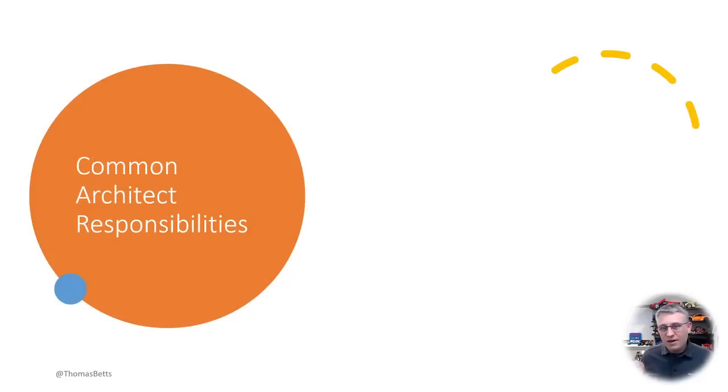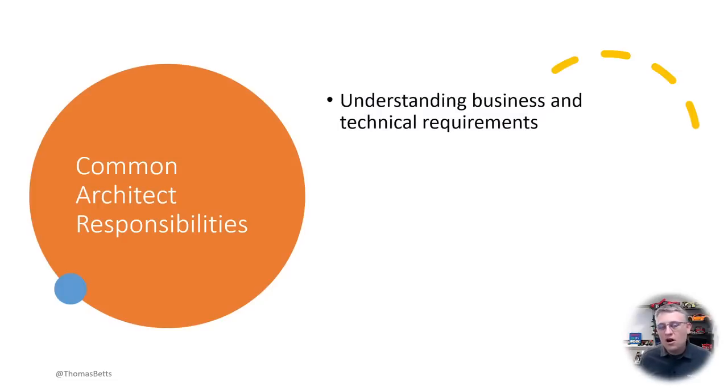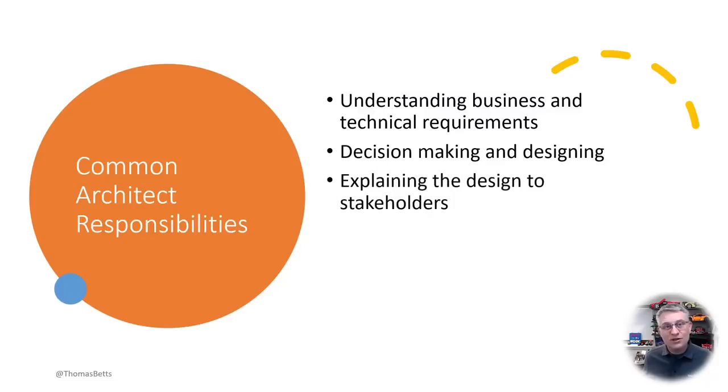The work that's undertaken by architects varies a lot from one company to the other, and even within a company. But there are some broad themes that I think always apply. First, architects need to understand both business and technical requirements for whatever project or product they're working on. Architects have to make decisions and design software systems. And then architects are also responsible for explaining that design to stakeholders, developers, product owners, whoever else. Now, none of those responsibilities says you have to have architect in your job title.